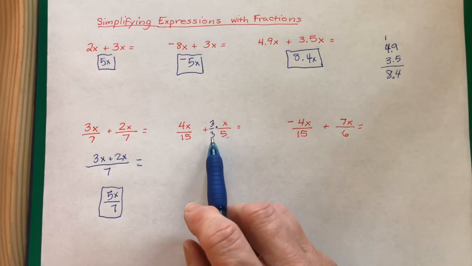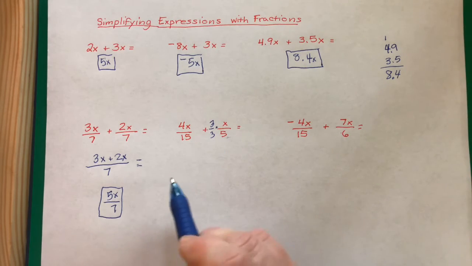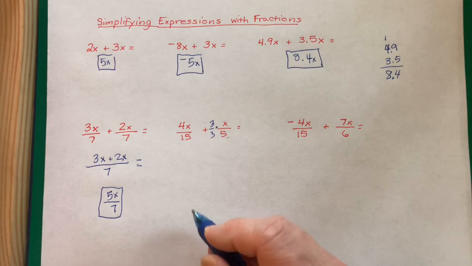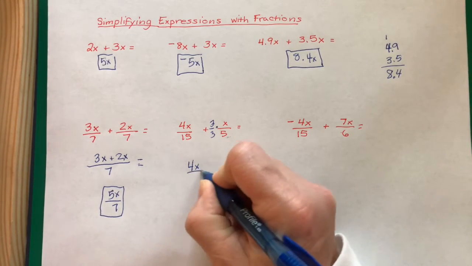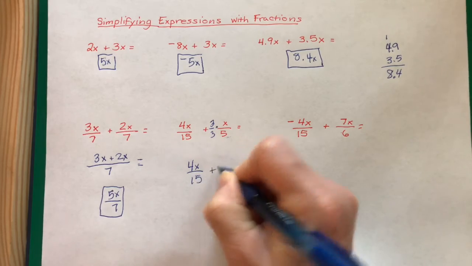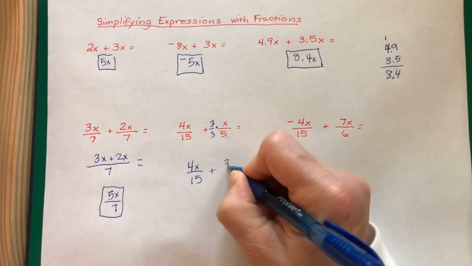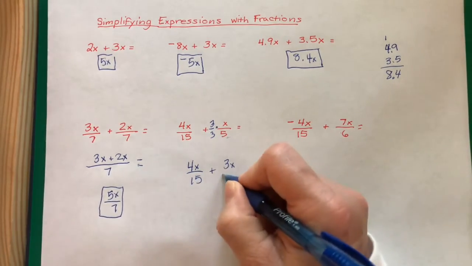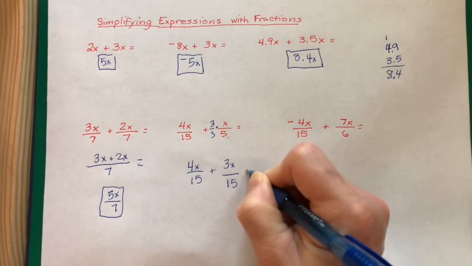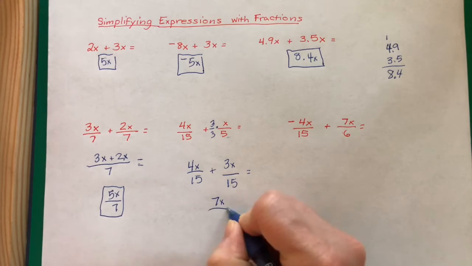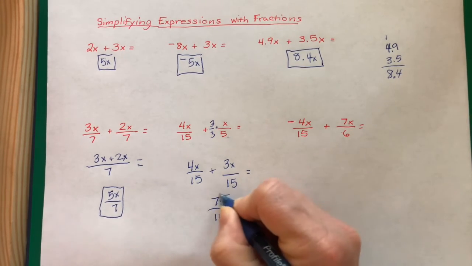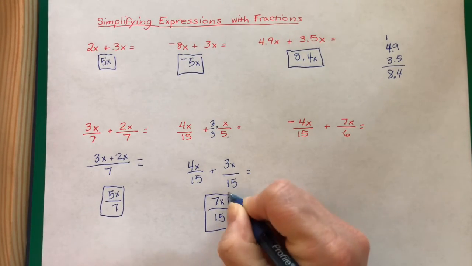So I'm going to choose that form of 1 to multiply the 5 by, so that I get a common denominator of 15. So I have 4x over 15 plus 3 times x is 3x. 3 times 5 is 15. Now I add them up. 7x over 15. See, we can do this.